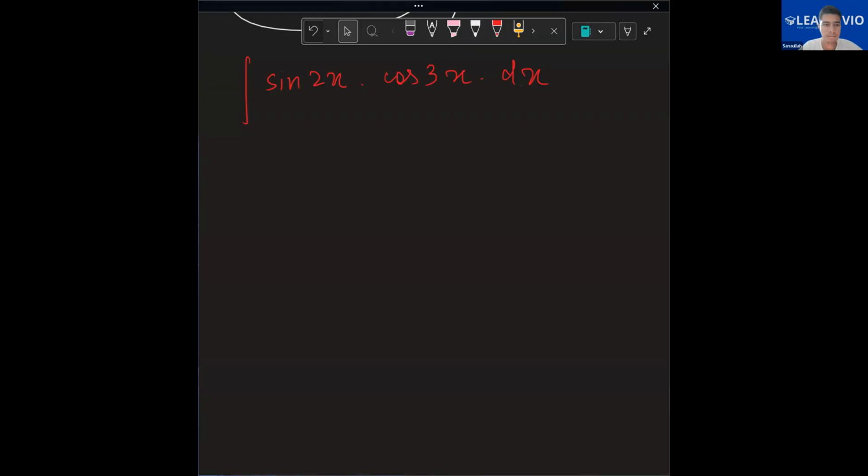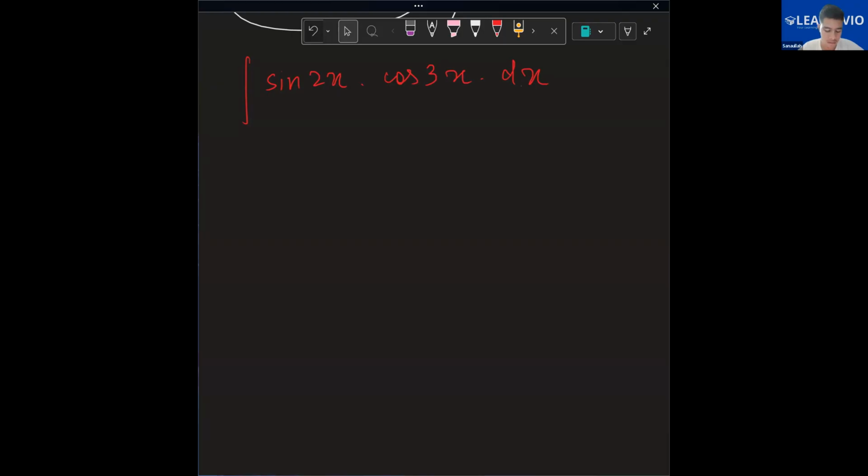Okay. So it will be minus 1 by 10 cos 5x minus 1 plus 1 by 2 cos x plus c. ओके, so इसमें आपने फॉर्मूला कौन सा यूज किया? So sin x into cos y is equal to 1 by 2 sin x plus y plus sin x minus y.